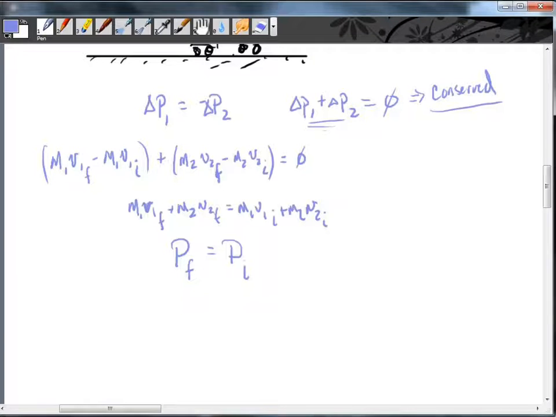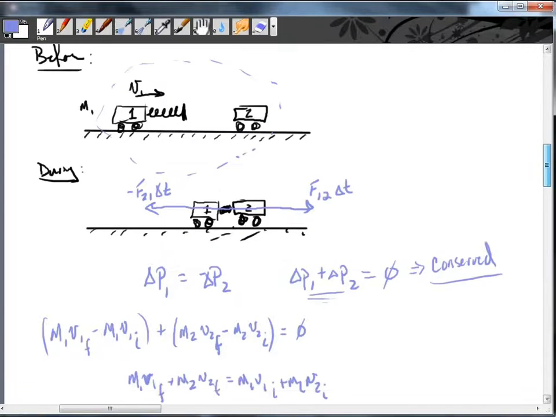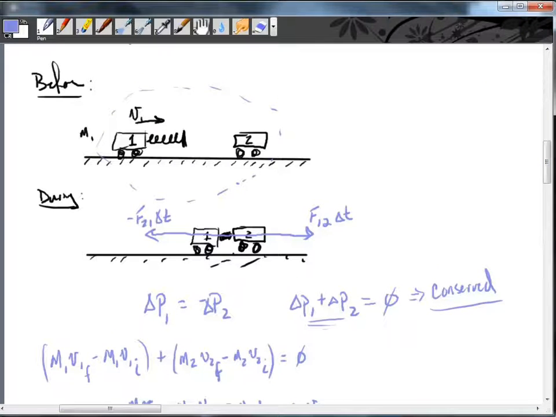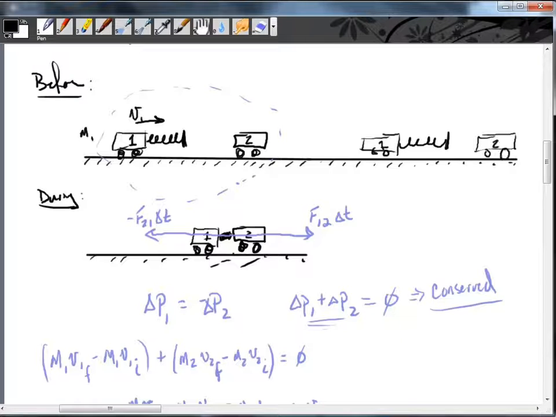Sorry. What I didn't do for you guys, I didn't draw the after. So let's go over here to black again, and let's extend this so that after, we have block 1 on its wheels, and it has re-extended its spring, and we have block 2 on its wheels.